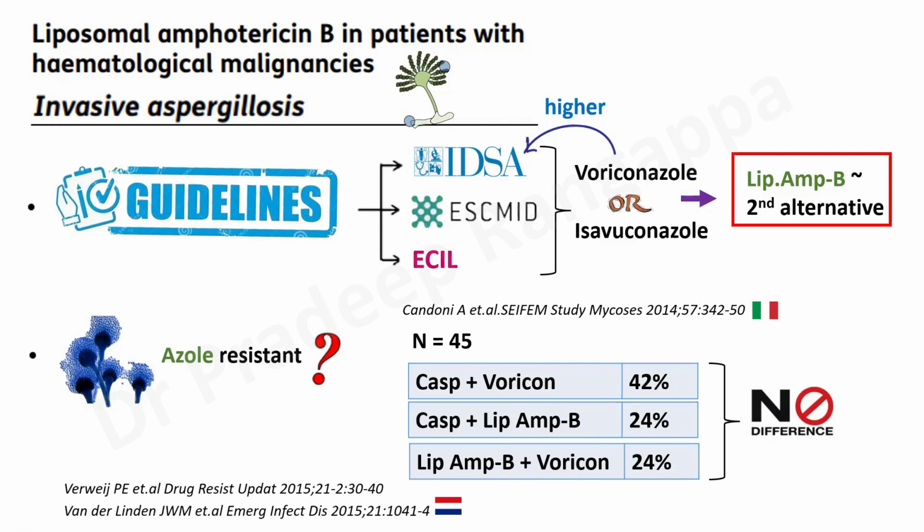The response rate with the combination was 73%, and mortality was 17%, which means this combination is reserved only where azole resistance is there for aspergillus. Otherwise, the drug of choice remains voriconazole or isavuconazole. Voriconazole is the first choice, and the dosage, as I mentioned, is 200 mg twice a day for a long period of time. So that's the overview of aspergillus, friends.